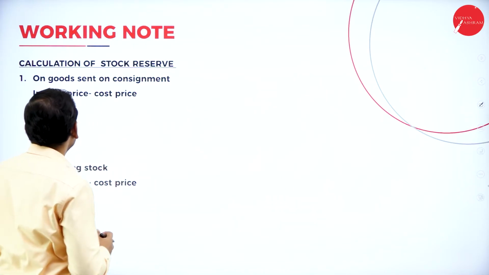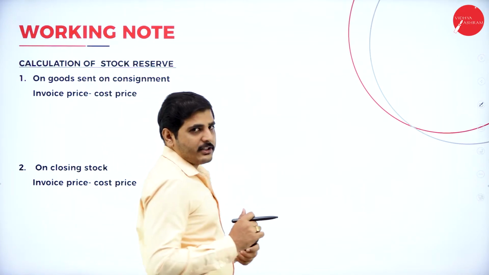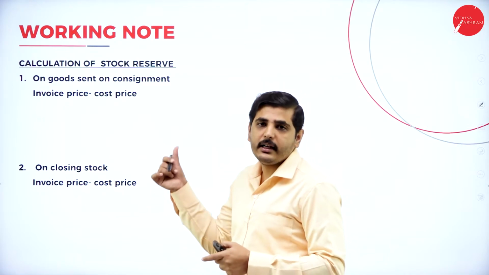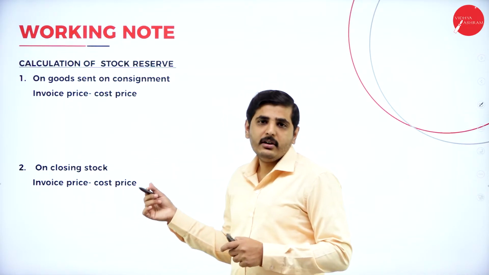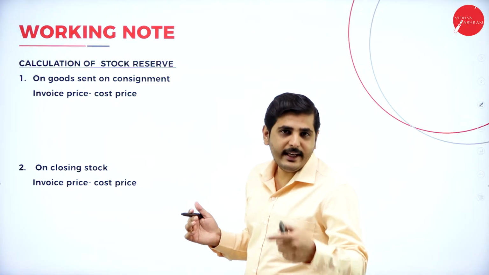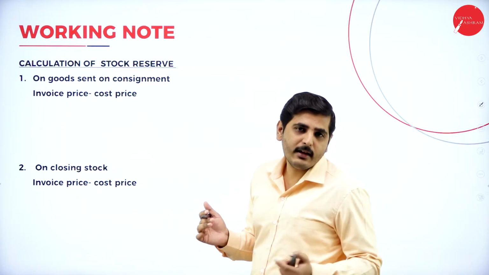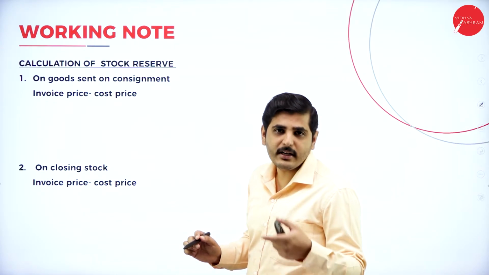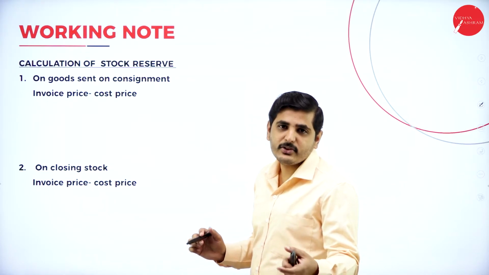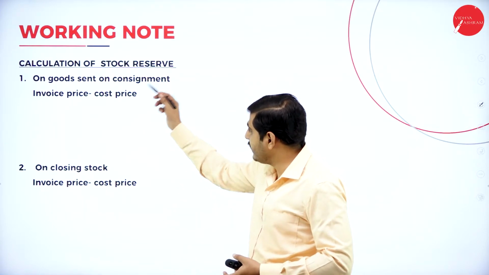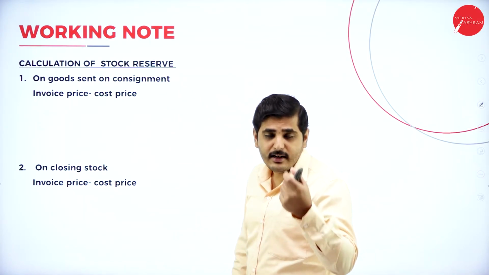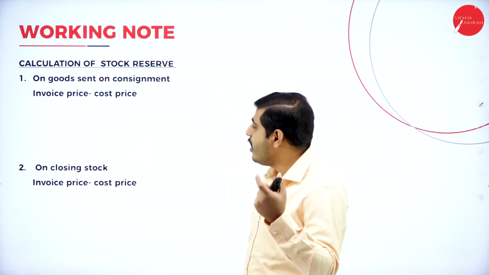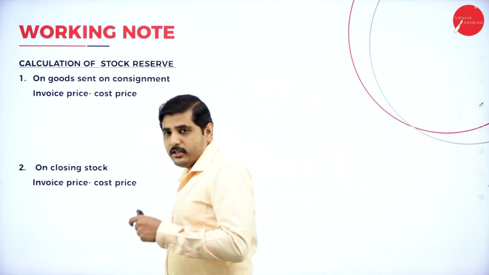Now let's calculate the stock reserve. The stock reserve is calculated when they give invoice price. We should calculate the stock reserve because we are sending goods to our own agent, not selling goods to customers. We need the cost price of the product, but we have sent the goods at invoice price. So let's calculate the stock reserve and deduct it from the consignment account. Then we'll get the actual cost price of the total consignment.